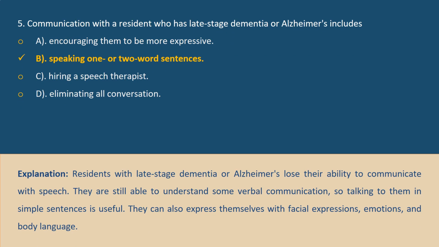Answer B. Speaking one or two word sentences. Explanation. Residents with late-stage dementia or Alzheimer's lose their ability to communicate with speech. They are still able to understand some verbal communication, so talking to them in simple sentences is useful. They can also express themselves with facial expressions, emotions, and body language.